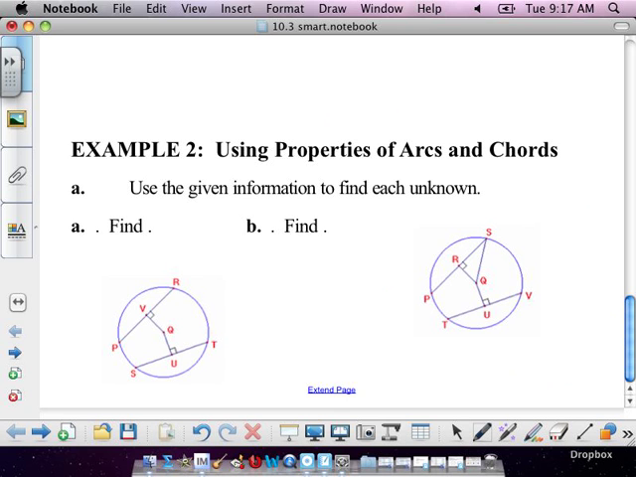Because it says from M to N. See where M is? See where N is? Yep. All right. I'm going to use properties of arcs and chords to solve all of these problems.